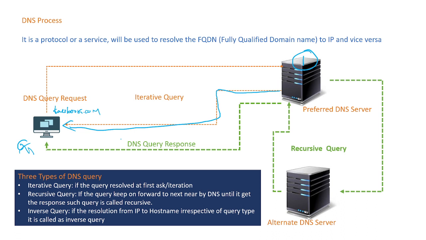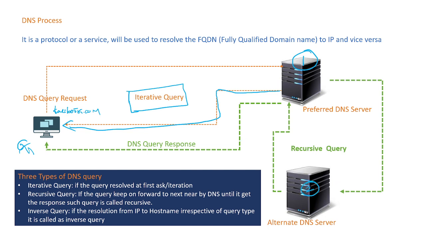It means the query is getting fulfilled at the first iteration itself, at the first ask itself. I'm asking you to tell the IP address of facebook.com, and you are directly giving me the answer. Yes, the IP address is 192.168.190.30. If that is the case, such queries we call an iterative query, because the query is getting fulfilled at the first attempt itself.